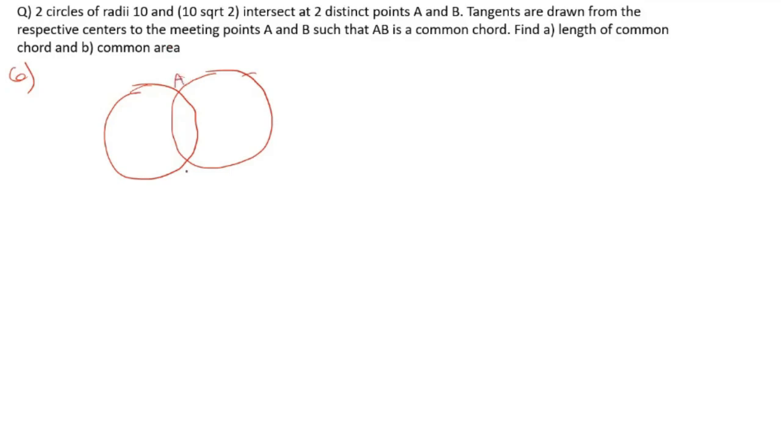So basically these were the meeting points A and B. Tangents are drawn from the respective centers. So the centers are here and here, and similarly here and here, to the meeting points A and B such that AB is a common chord, which it will be. And these are tangents, right?